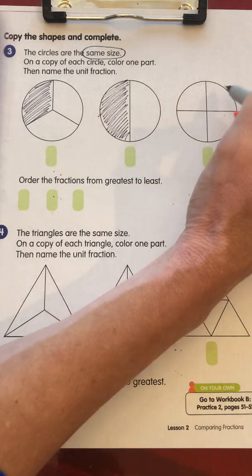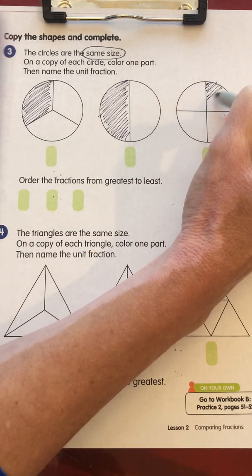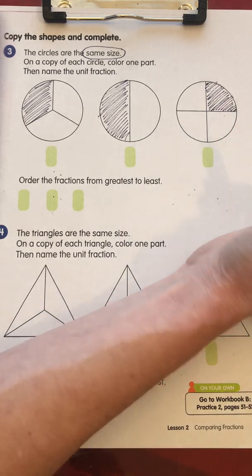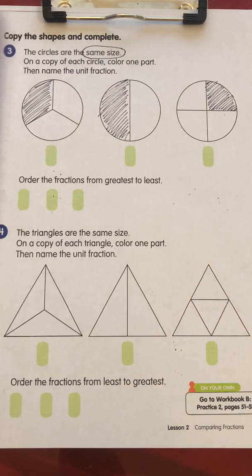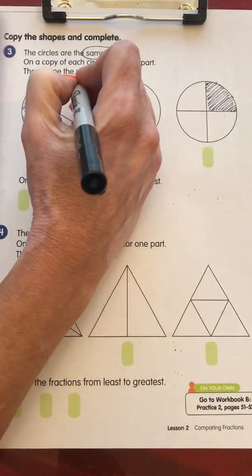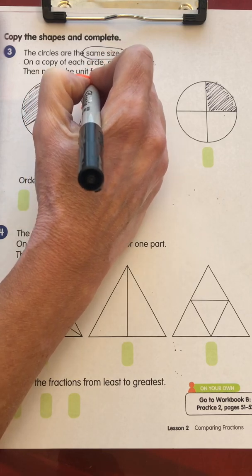I'm doing it along with you. Pause me if I beat you and you need more time. Okay, you should be back. Then name the unit fraction. Take your pencil and underline unit fraction.